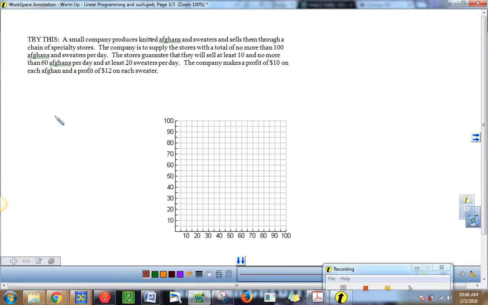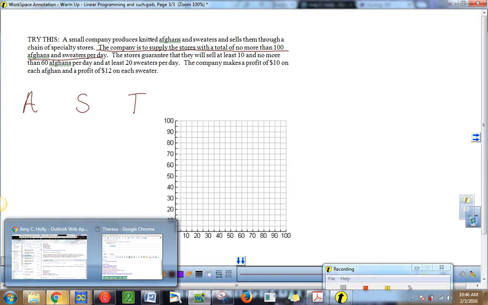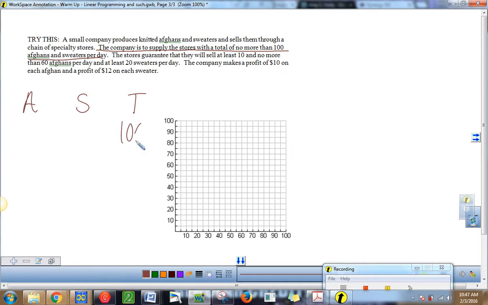Afghans and sweaters, right? So we've got Afghans, we've got sweaters, and we've got whatever the different total numbers are. So you should go line by line. The company is to supply stores with a total of no more than 100 Afghans and sweaters per day. That 100 is a what? Does it go with Afghans? Does it go with sweaters? Does it go with total? It is a total. And it's no more than 100.